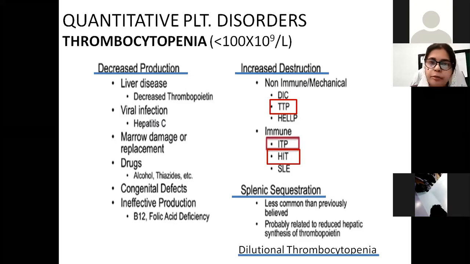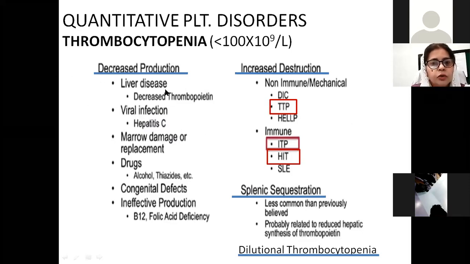Low platelets can be because of a production defect, or if the production is fine, because there is increased destruction in the circulation. Another reason is splenic sequestration. Whenever the spleen is enlarged, platelets tend to pool in the spleen and may cause deficiency. Then there is dilutional thrombocytopenia, which follows excessive blood loss, and massive blood transfusion can give rise to it.